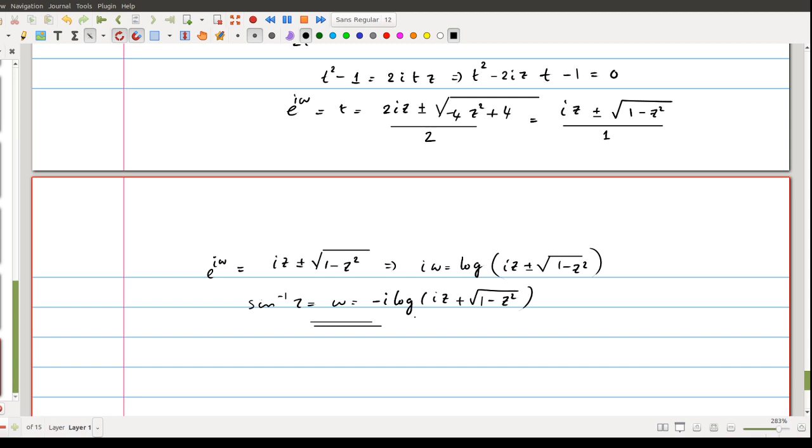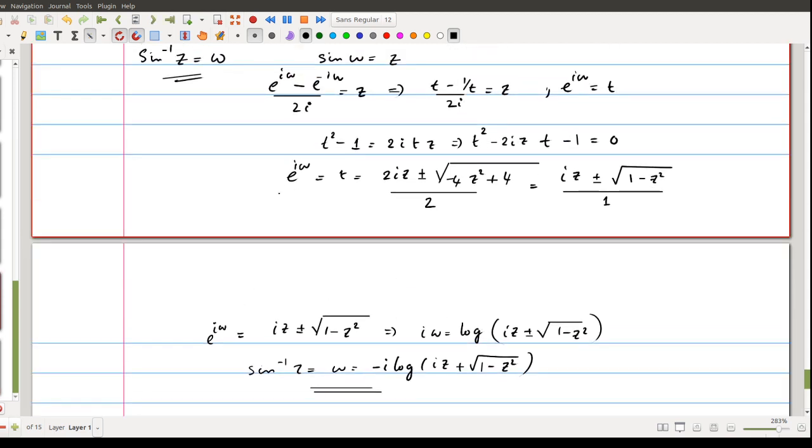In a similar fashion, you can define the inverse hyperbolic function. The only difference is we replace e power i omega with t here. In the case of hyperbolic functions, we have e raised to omega minus e raised to minus omega. There will not be i here, because instead of sin omega we write sin hyperbolic omega, which is e power omega minus e power minus omega divided by 2. So there will not be i on the left hand side. Perform the same steps, solve that quadratic equation and find the value of omega.